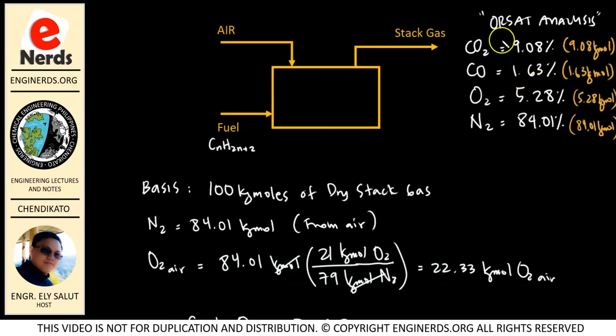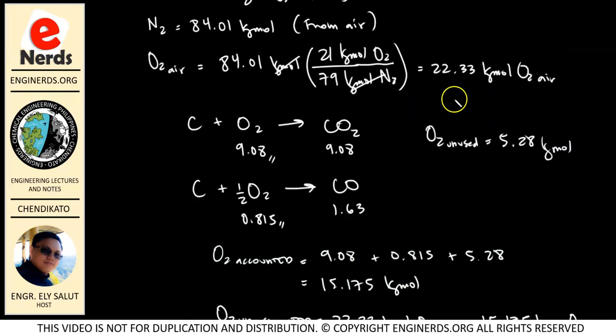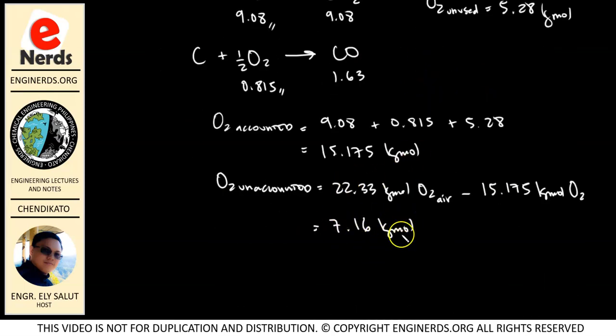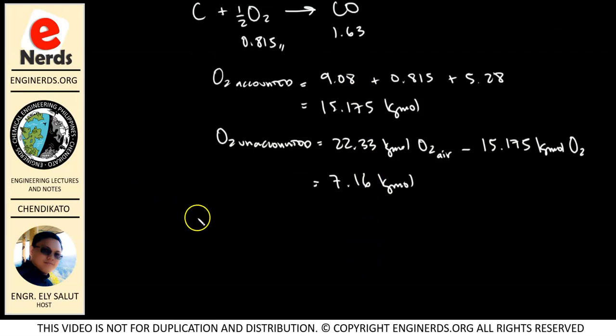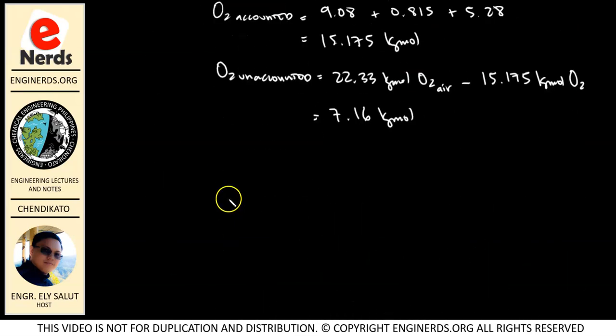Okay, when we add all of the oxygen here, it is equal to only 15.175, whereas what we supplied is 22.33. So, therefore, there is missing oxygen of 7.16 kilogram mole. Okay, so it means that this is the amount of oxygen that is converted to water. Now, since we know that all of that oxygen has been converted to water, we know that from our fuel, we have hydrogen. So, let's say our H2 from our fuel has been converted to water.